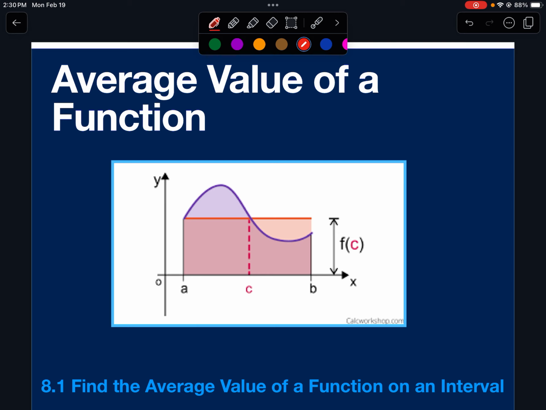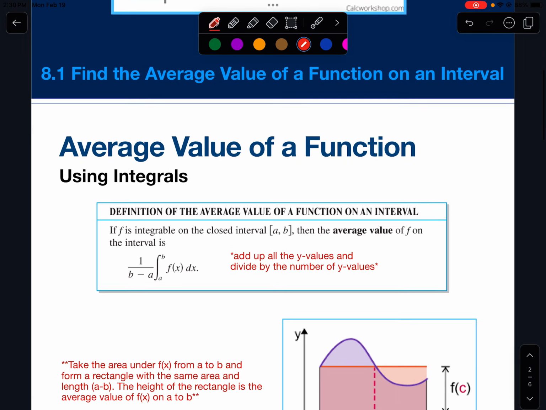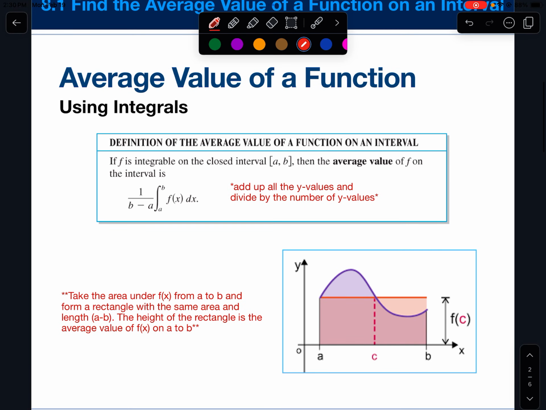Today we are going to discuss the average value of a function on a given interval. So from a calculus perspective, we can find the average value of a function on an interval using the formula provided inside of the box there. If f is integrable on the closed interval from a to b, then the average value of f on the interval is 1 over b minus a times the definite integral from a to b of f of x dx.